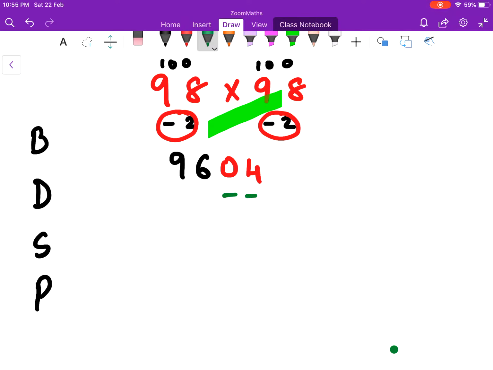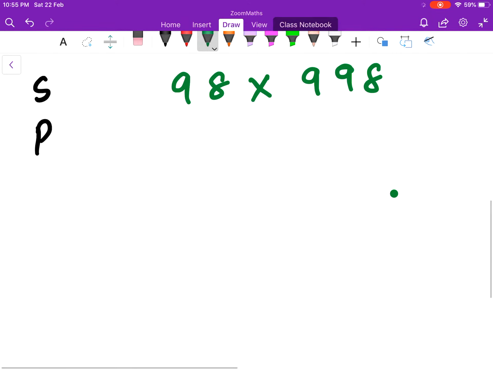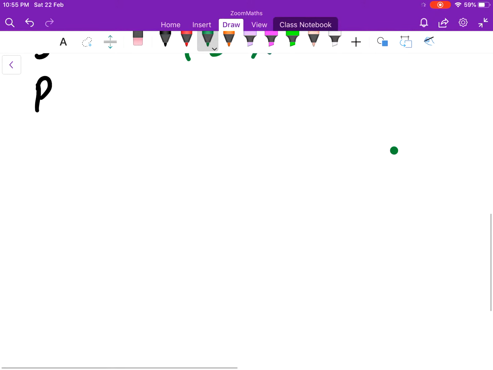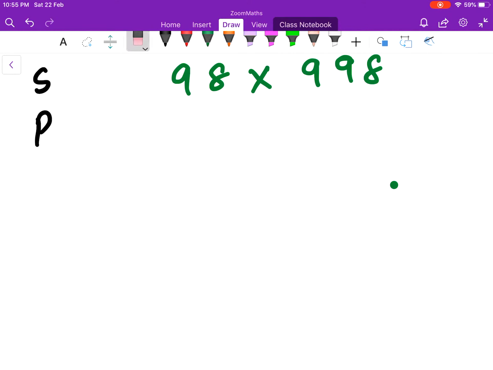Okay, that's how we typically do it when both the numbers are identical, in the sense that the number of digits is the same, like a two digit number and a two digit number. What happens when we've got a two digit number, let's say 98, into a three digit number, say 998? Let's see how we do that. Okay, let's get started. So our problem is 98 into 998.